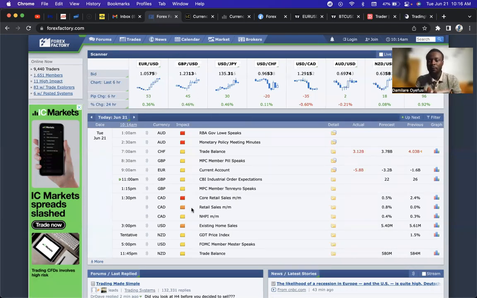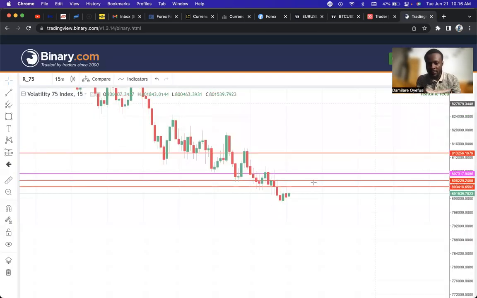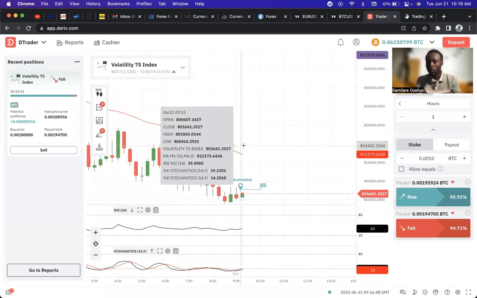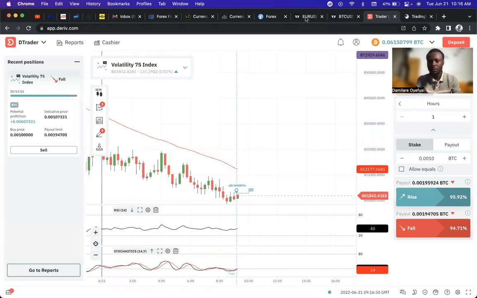Okay. Right now, fundamental is telling us we are free from news. All right. I think that market should be coming down. V75 is in profit. Who got in the market with me? V75 is in profit.